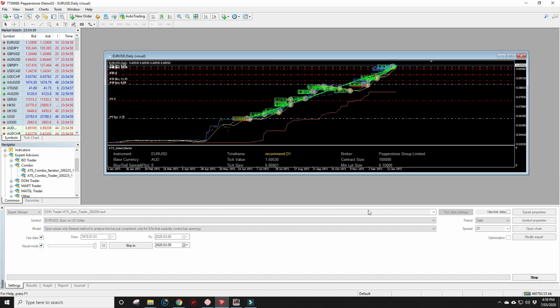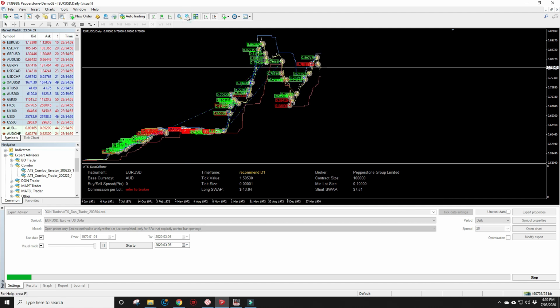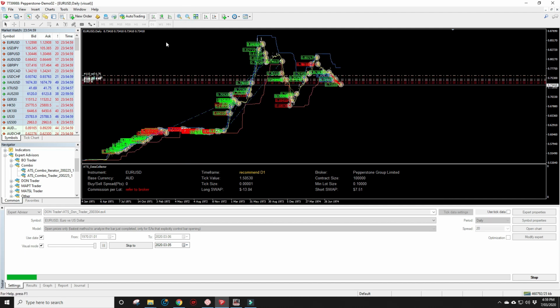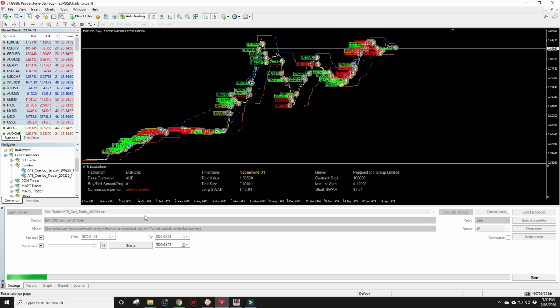Okay, so here we go. Now what I'm going to do is reduce this scale so we can see what's going on and let it run as I'm talking.